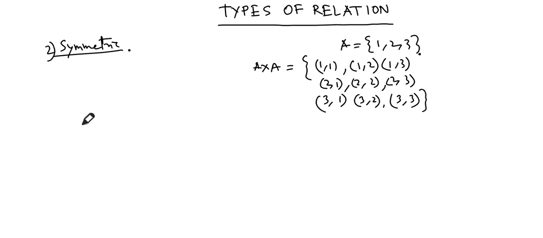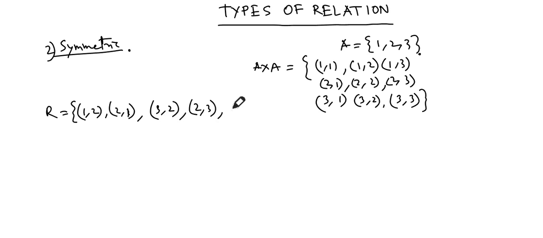Symmetric relation. Now what is symmetric relation? Again we start with an example. Suppose R is a set which has (1,2), (2,1), (3,2), (2,3), and (1,1), suppose.